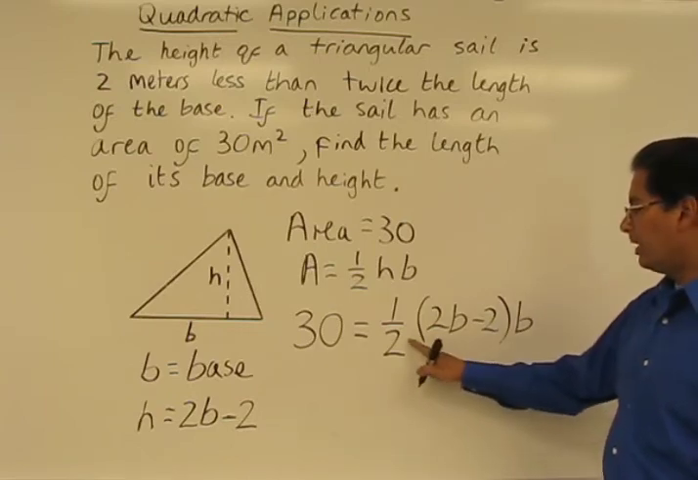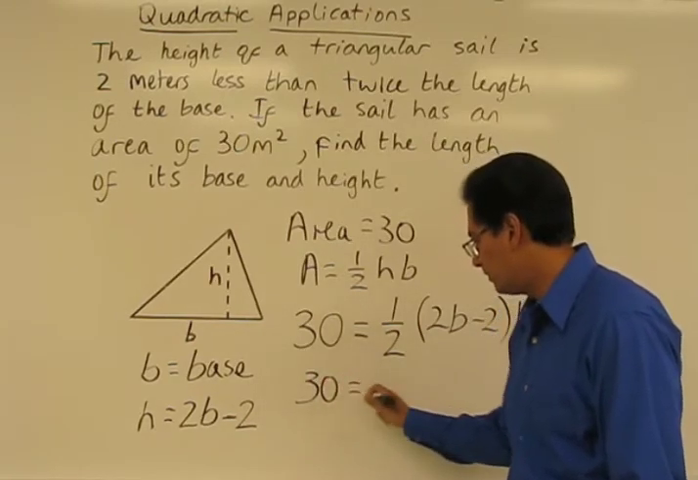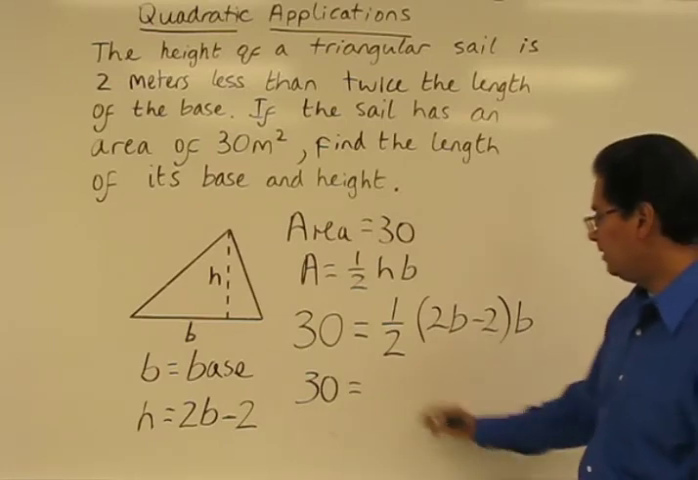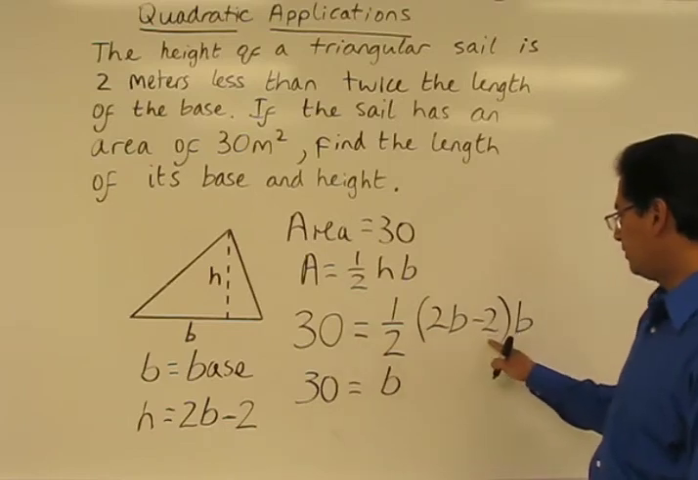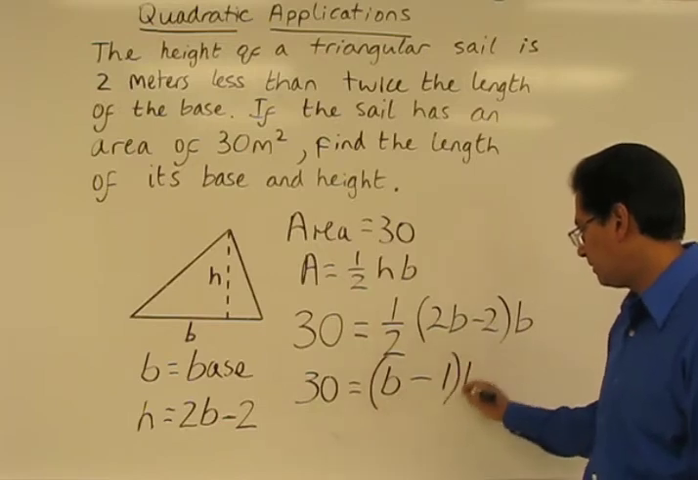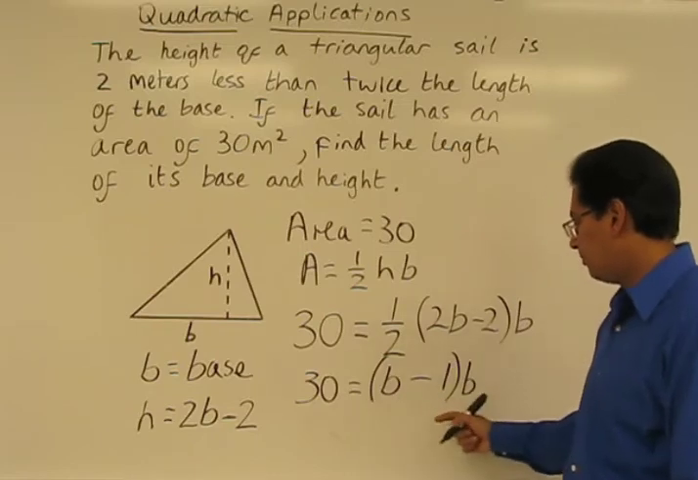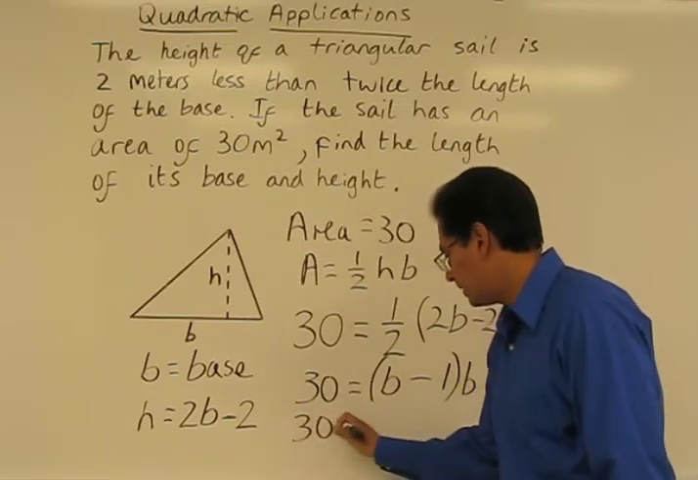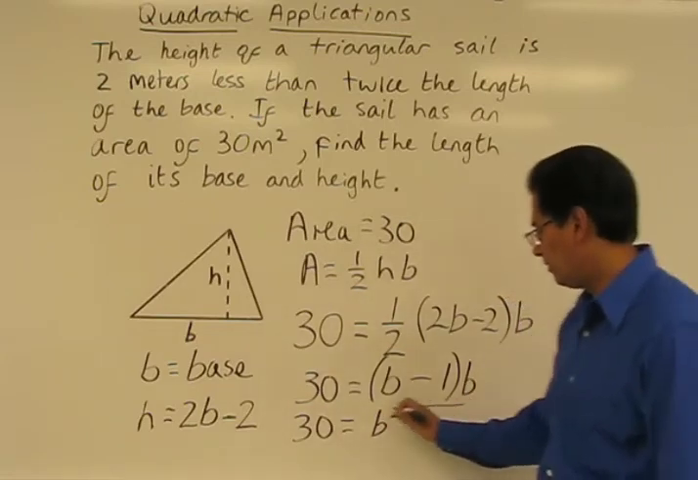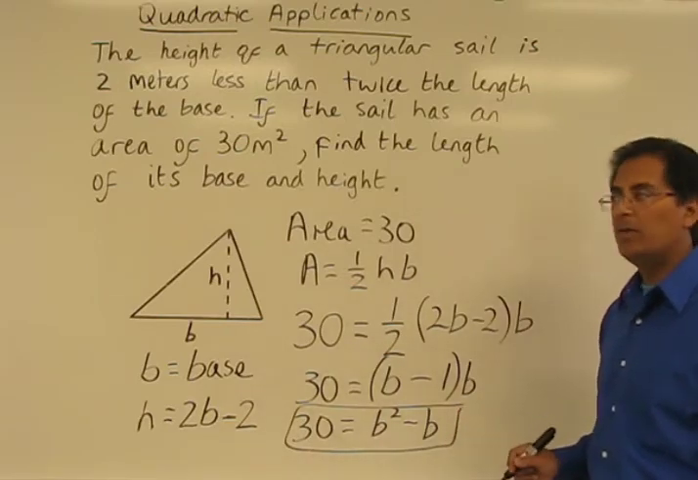If we multiply everything by 1/2 on the right side and by b, we get 30 equals 1/2 times 2 is 1, so we'll have 1b, and then 1/2 times 2 here is also going to be 1. So we're going to have b minus 1 times b. And then if we multiply everything by b, we'll have 30 equals b squared minus b. And so this is a quadratic equation. But we're not done. We actually have to solve this equation.